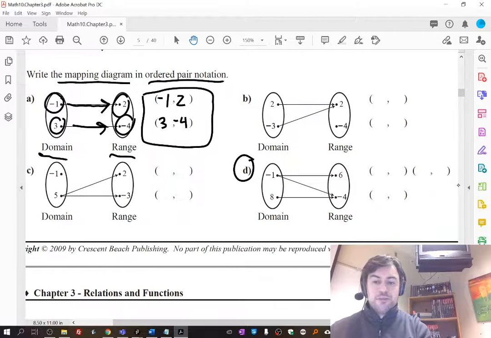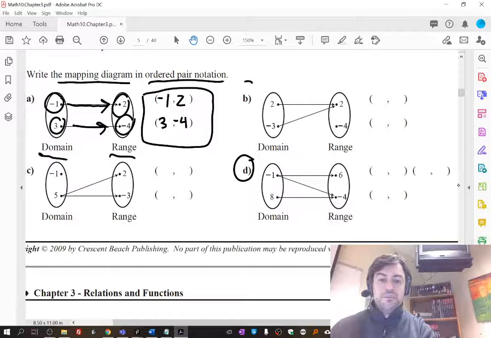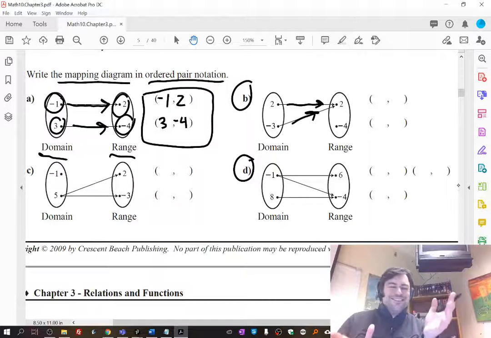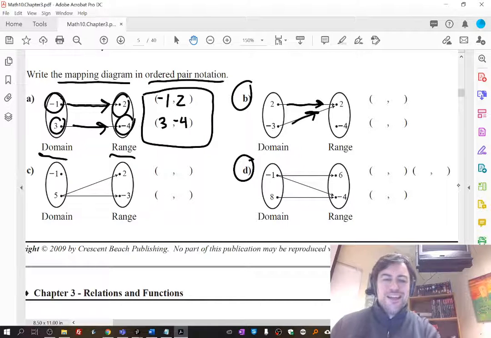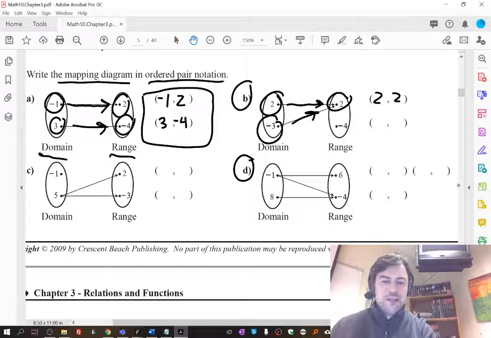I'll show you another example over here. Question B has 2 arrows, but they point to the same thing. It's fine. You just make these ordered pairs. In this one, 2 maps to 2, so (2, 2). And here, -3 matches with 2 as well, so this will be (-3, 2).